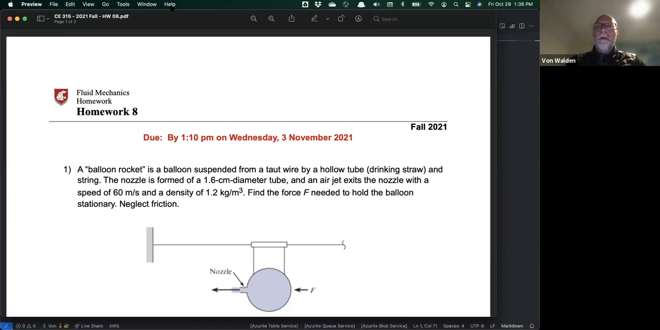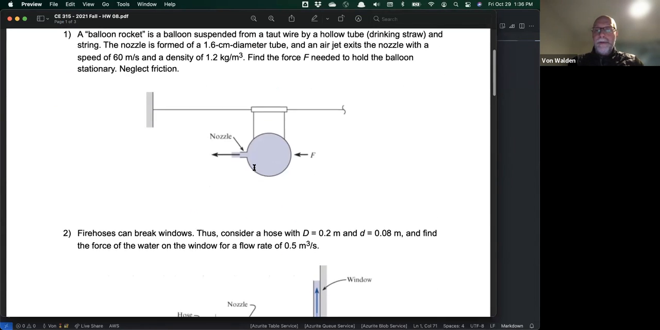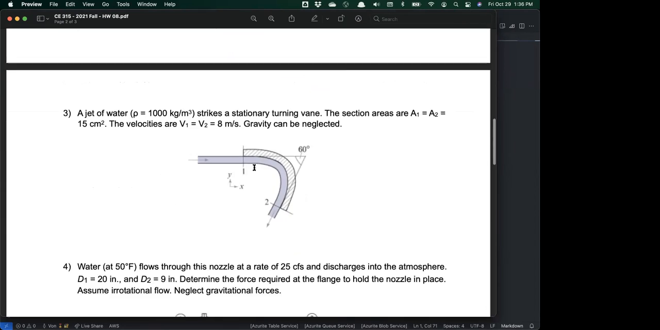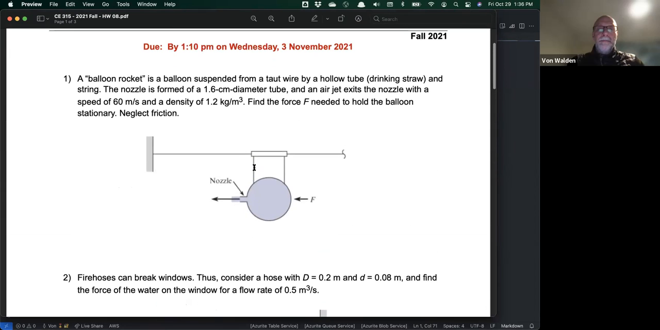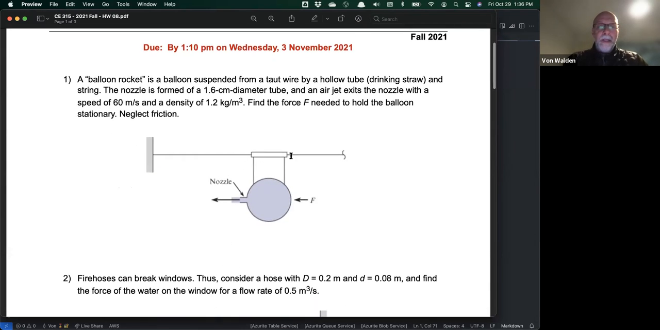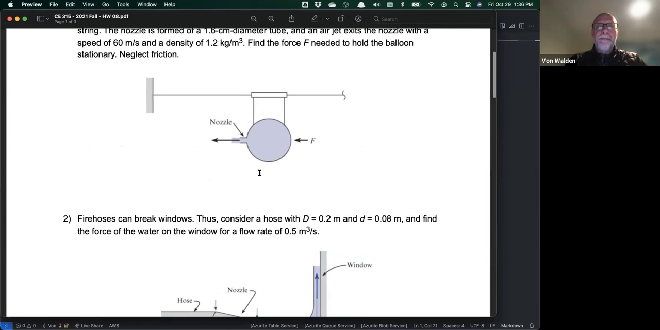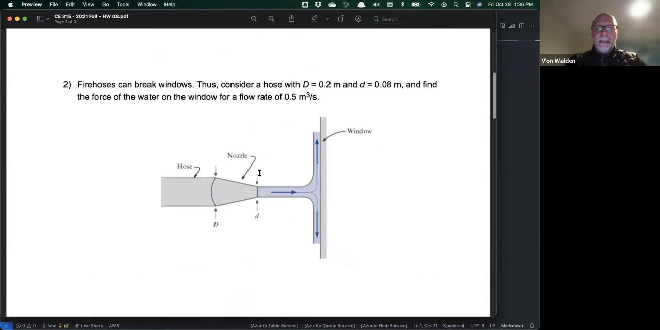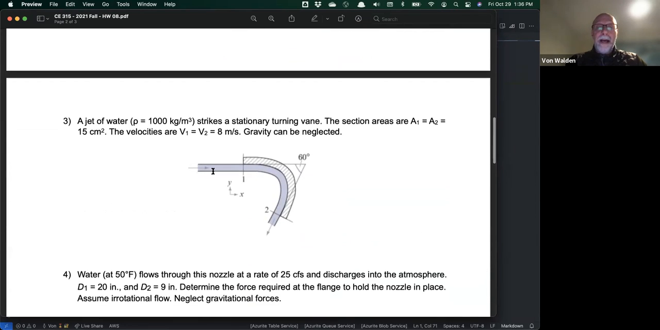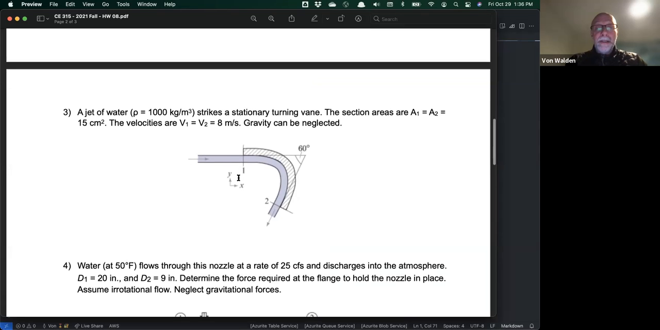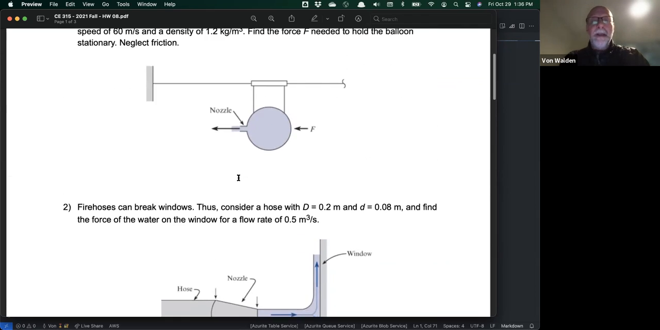Okay, now hopefully, are you guys seeing this screen? Are you seeing the homework assignment? Yeah, we got you. Okay, so you've got some basic kind of jet problems. You've got 2 jet problems to deal with, and then you have a bend. Now remember that this. Oh, okay, so let's just take this step by step.